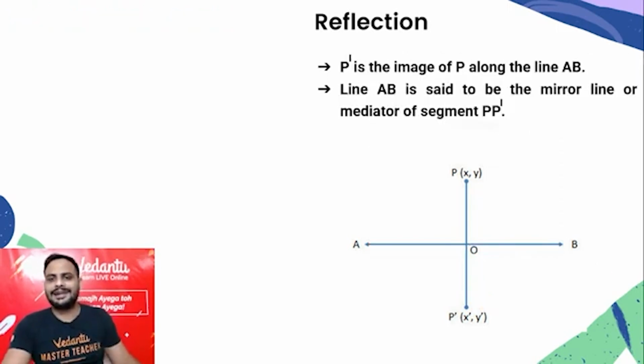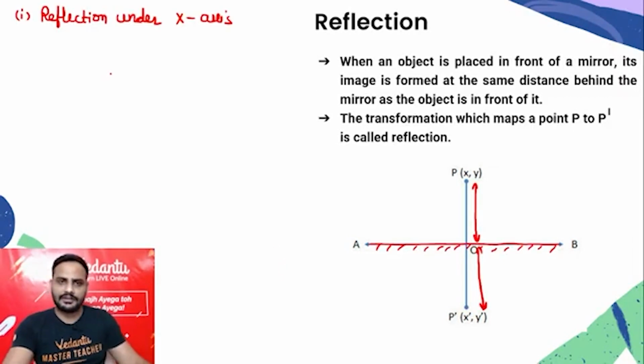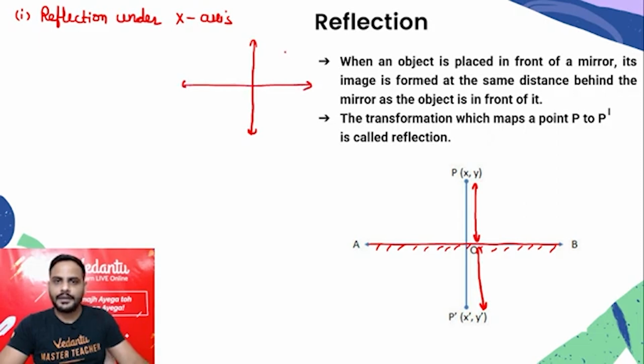Now beta will be looking at the different types of reflections. So first let's look at the reflection under x-axis. Okay, so I'll draw the Cartesian plane, and let's say I have a point over here whose coordinates are x, y. Now if we are doing the reflection under x-axis, I can say, sir, this is your mirror, right? So the distance at which this point is located, at the same distance you will be getting, in the same line you will be getting its image as well.